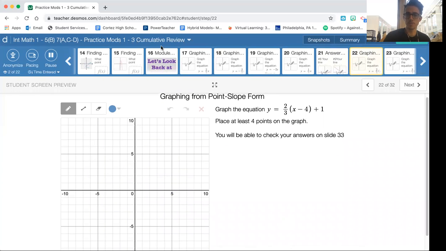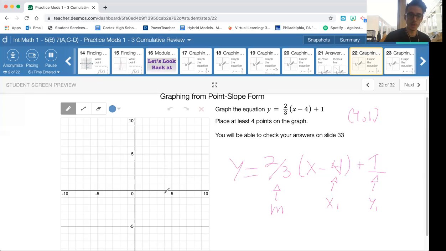Point slope form, a little bit different, where we still have our slope, which in this case is 2/3. We have x minus 4, where this is our x1 coordinate, and then +1, where this is our y1 coordinate. So one point that's on the line, and this is super important, is just 4, 1, and our slope is still 2/3.